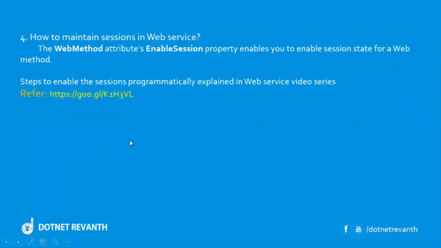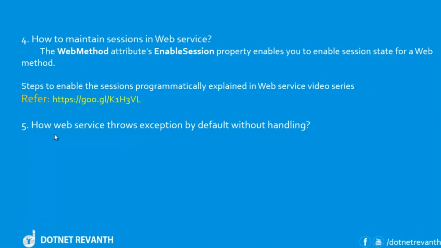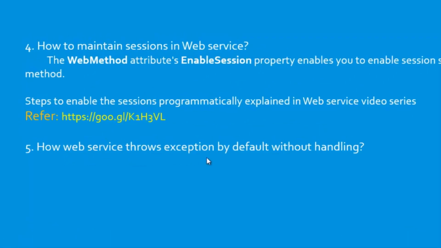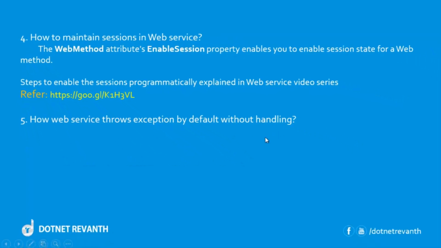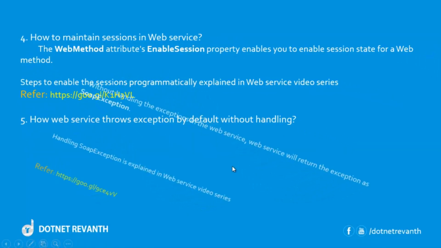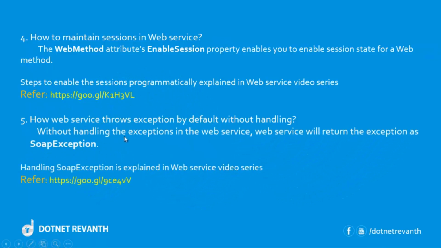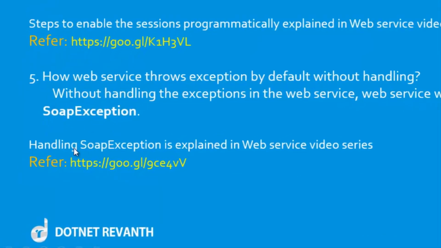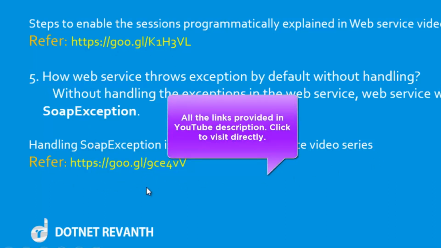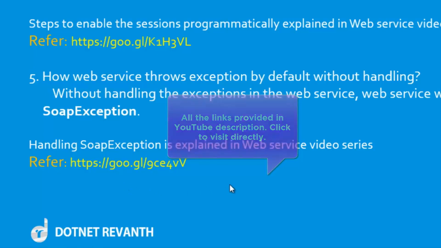Next question. Fifth question. How does a web service throw an exception by default without handling? Without handling the exception, the web service will return the exception as SOAP exception. Handling SOAP exception is explained in the web service video series. For reference, visit this link. All the links which are provided here are in the YouTube description. You can directly click on that.